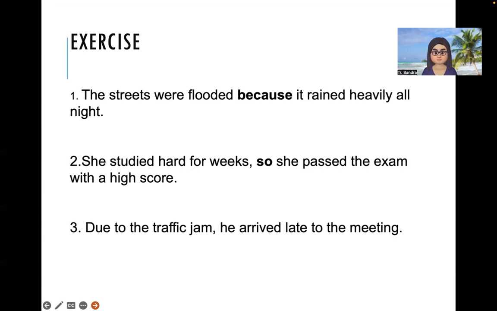The streets were flooded. What is the cause? It rained heavily all night. It rained heavily all night, like this, right? These are the cause. So what about the effect? The effect will be the streets were flooded. Yes, these are the effect, right?